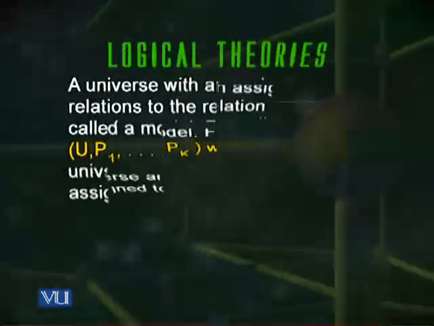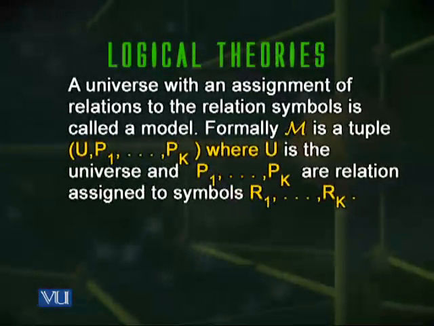Specifying the universe and the relation symbols is what is called a model. Let's look at what a model is formally. A universe with assignment of relations to the relation symbols is called a model. Formally, a model M is going to be a tuple U, P1 up to Pk, where U is the universe and P1 up to Pk are relations assigned to R1 up to Rk.